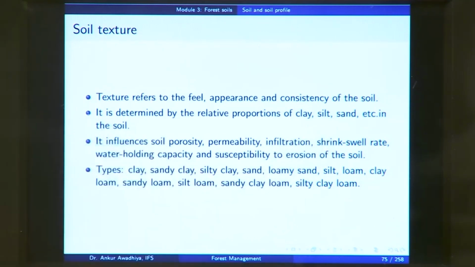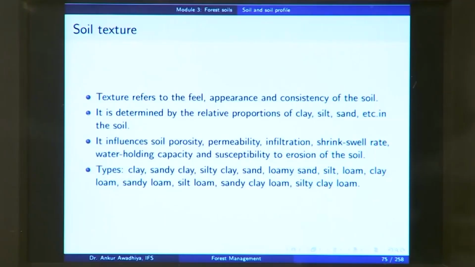It also influences the shrink swell rate. So, shrink swell rate is something where we have a sample of soil, and when you add water to it. So, suppose your soil has a lot of clay particles, and when you add water to it, then this soil swells, whereas when the water is removed from the soil, it shrinks. So, this is a property that we see in clayey soils, and we will look at it in more detail in the next lecture.